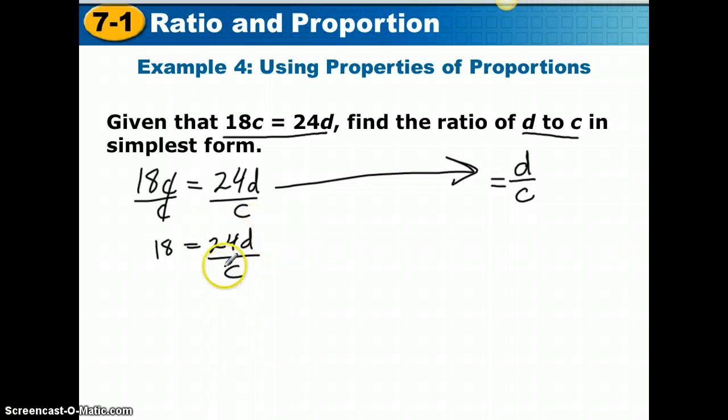Well, I have d over c now, but this 24 has to be moved to the other side. This is 24 times d. So in order to move it to the other side, I must divide both sides by 24. On the right-hand side, 24's cancel, and I do have the result, d over c, that I wanted. But on the left, I need to reduce the fraction, 18 over 24. You'll notice the greatest common factor of both 18 and 24 is 6. So if I divided both sides by 6, I get 3 over 4. So the ratio of d to c equals 3 to 4.